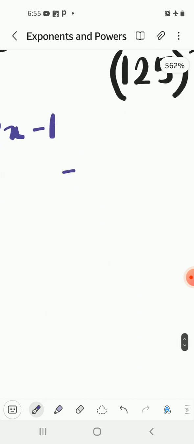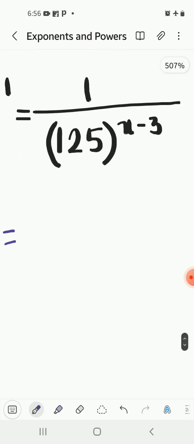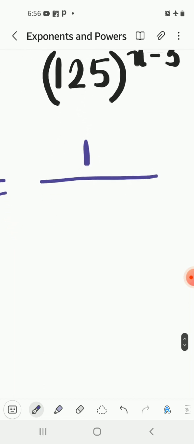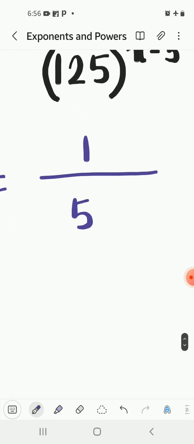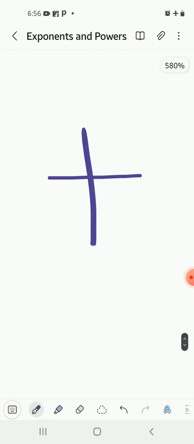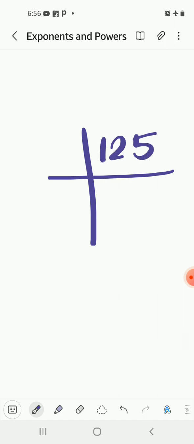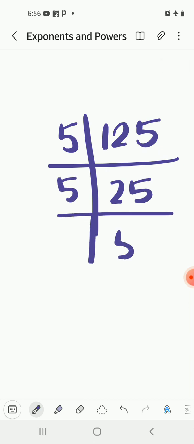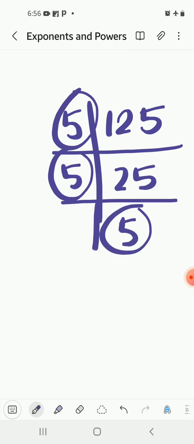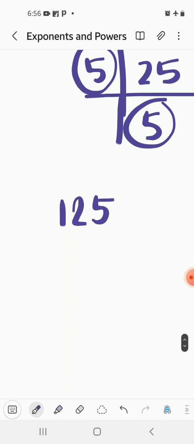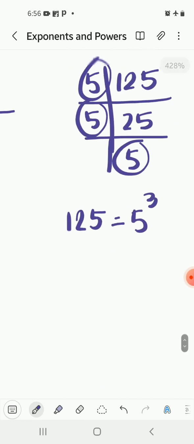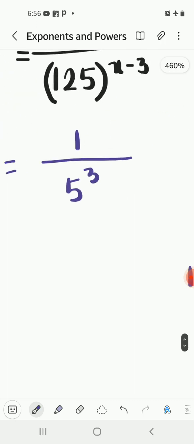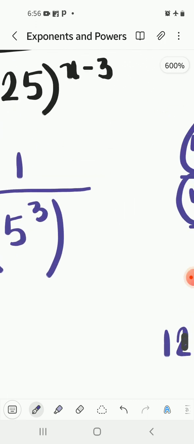Okay, and this will be 1 by 125, which can be written as 5 cube. See, 125 divided by 5 becomes 25, then 5. So we have got three 5s, which means we can write 125 as 5 cube. Both mean the same. So we are going to use 5 cube and then x minus 3.